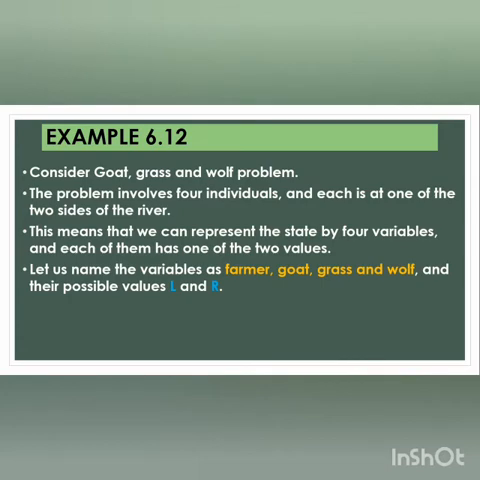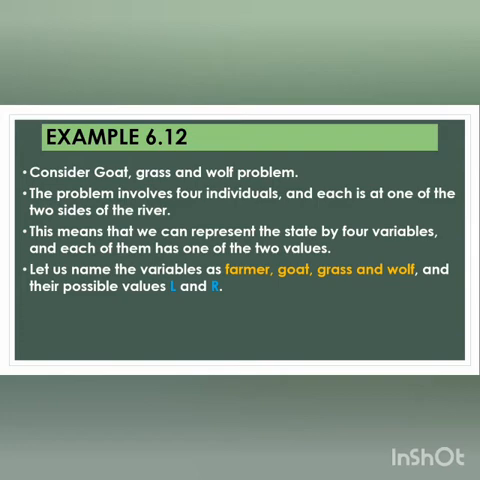Let us see another example: the goat, grass and wolf problem. Already we have discussed this example, right? In this example, we will write a specification of the problem. The problem involves 4 individuals and each is at one of the two sides of the river. Here, the 4 individuals are farmer, goat, grass and wolf. Initially, all 4 are at one side of the river and finally all 4 must be on the other side of the river.